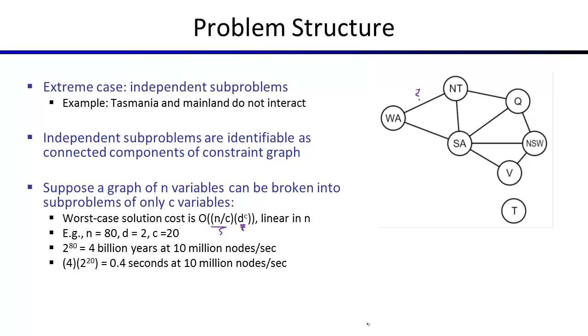Here's an example. If n was 80, which is kind of small, right? 80 is not that many variables. D is 2, that's just binary. And you were breaking things up into problems of size 20, which actually isn't that small either. Then you would have 2 to the 80th if you solved the whole thing exhaustively, which means, at 10 million nodes per second, back of the envelope gives you 4 billion years.